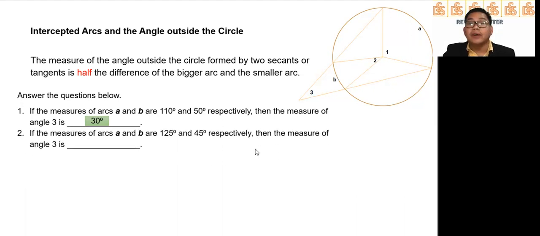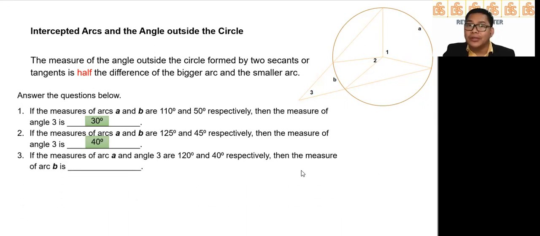Okay, how about number 2? If the measures of arcs A and B are 125 and 45 degrees respectively, then the measurement of angle 3 is: 125 minus 45 is 80 degrees, divided by 2, we will get 40 degrees. How about problem number 3?